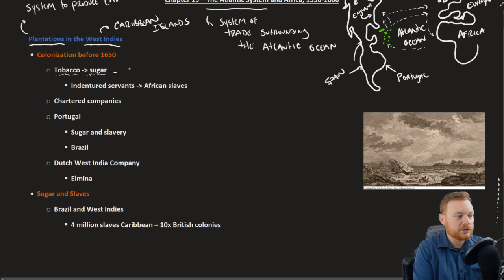So we might say about this, sugar was more profitable. So even though tobacco was grown early on some of these islands, certainly by the 1700s, sugar is the dominant crop grown there. Also the system of labor.